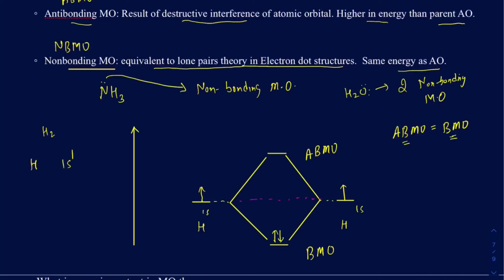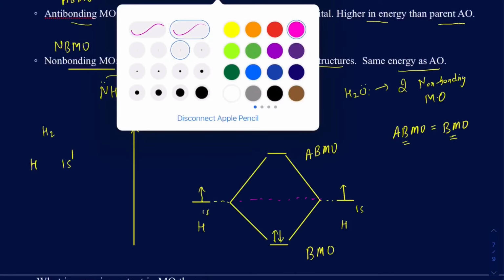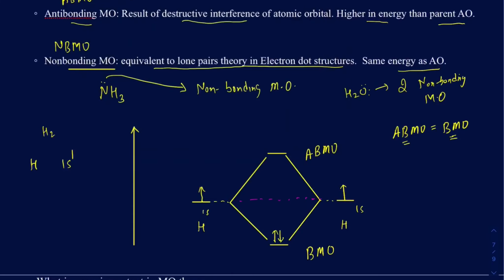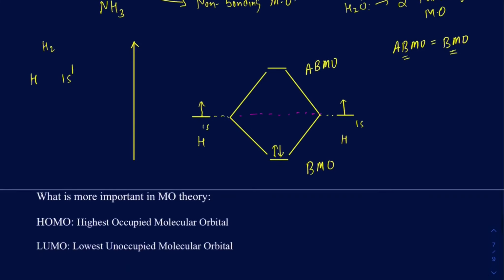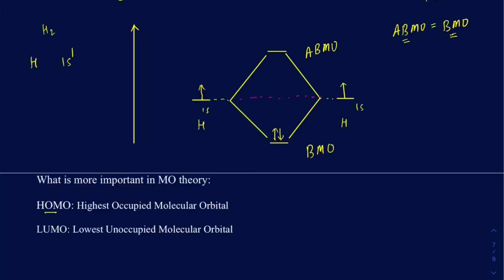Now, what's the take-home message here? The take-home message for molecular orbital theory is to be able to identify something called a HOMO and a LUMO. Your HOMO is going to be the highest occupied molecular orbital, and your LUMO is going to be the lowest unoccupied molecular orbital. That doesn't really have anything to do directly with bonding and anti-bonding. Sometimes you may have your anti-bonding molecular orbital be the highest occupied molecular orbital. So it's just a way of looking at it.